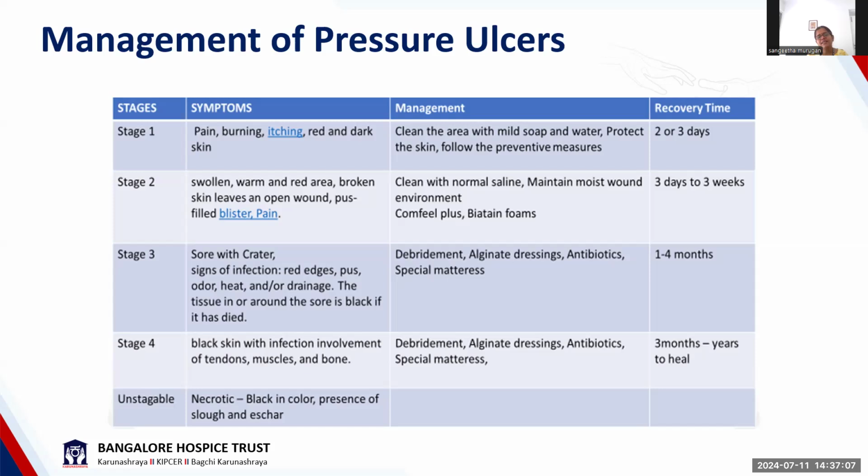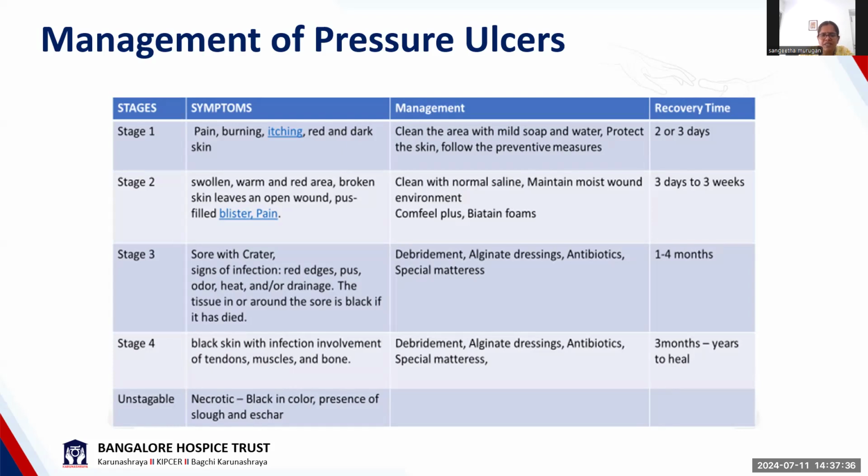So our goal here is to prevent pressure ulcers. In case the patient gets a pressure ulcer, this is the management. In stage 1, the patient will have pain, bleeding, and itching. You can see the darkness. And the best thing is to clean the area and use mild soap and water, and keep the area clean. All these things you can do with the patient.